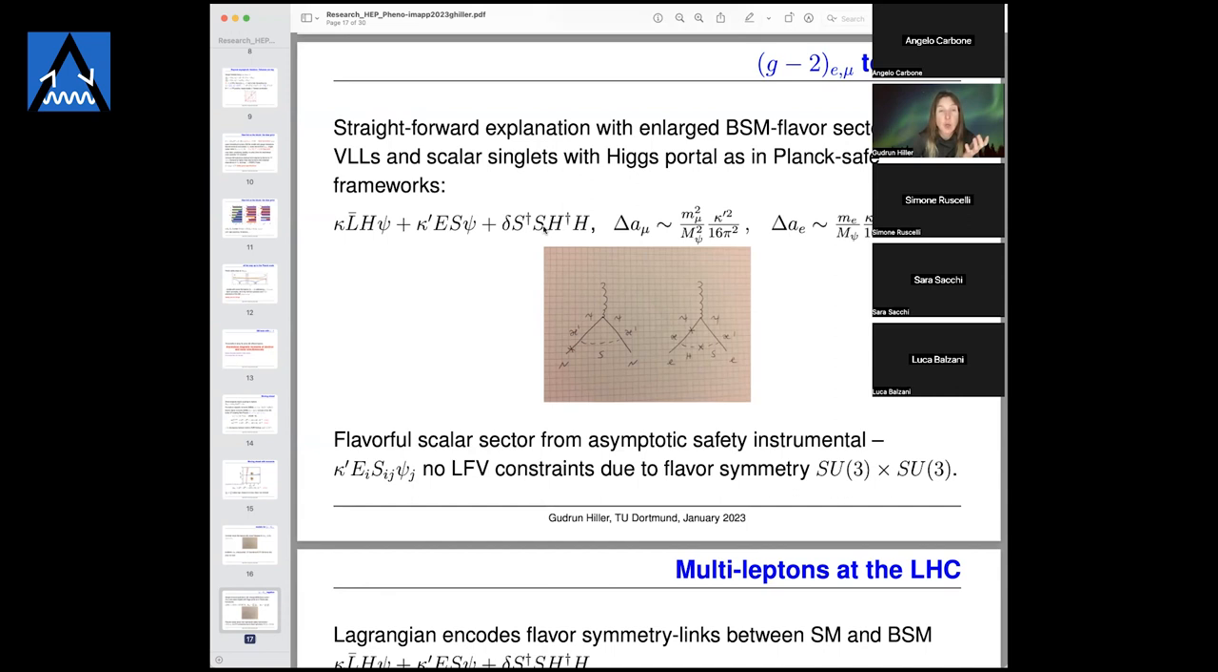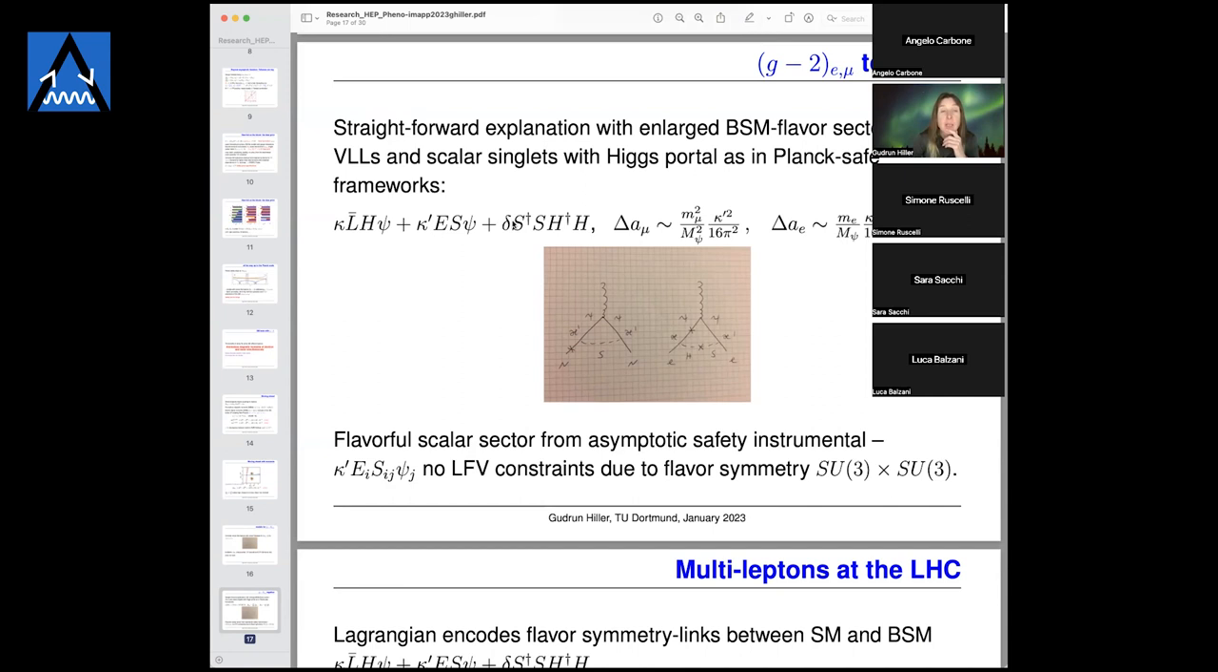You can write down four scalars coupling together in four dimensions. That's gauge invariant and it respects flavor symmetry. So this is a portal coupling, S dagger S, and delta is this portal coupling, it's a quartic coupling. So you need kappa, kappa prime, delta.